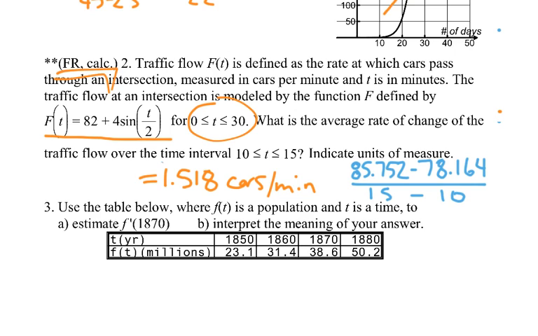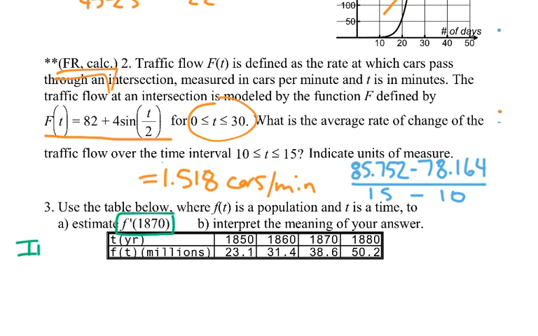Number 3, this one's a table. It says use the table below where f of t is a population and t is a time to estimate f prime of 1870. Now, we haven't seen this notation before. That little apostrophe thing, the way you're going to read that is f prime of 1870. And what that prime represents is an instantaneous rate of change.